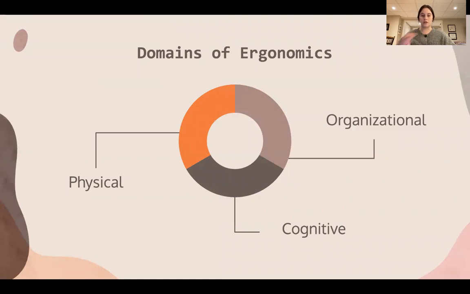There are three domains of ergonomics. The first is physical ergonomics, which focuses on the anatomical, biomechanical, and physiological components of work. Next is cognitive ergonomics, which shows how mental processes interact with other components of a system. And lastly, there's organizational ergonomics, which looks at the system as a whole, and specifically the socio-technical system.